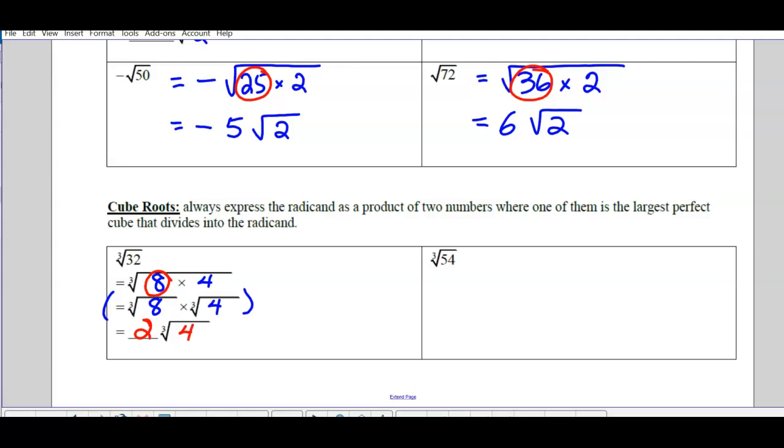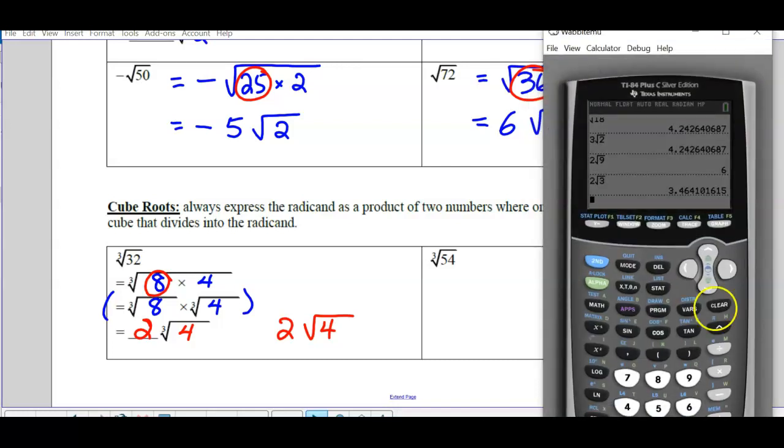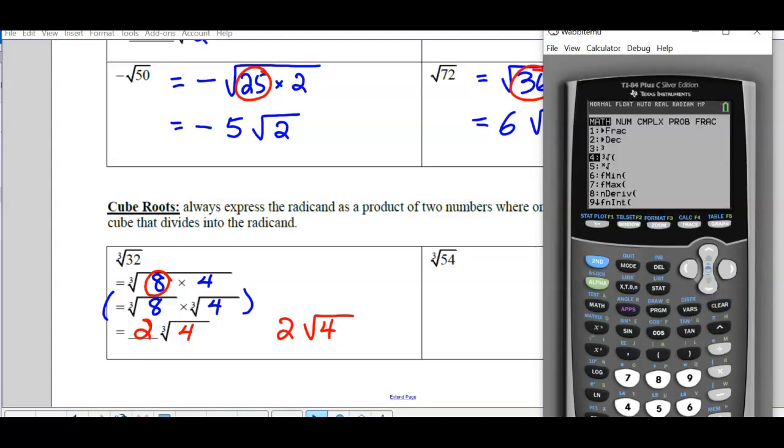So some students might write 2. They might get the numbers right, but they forget the 3. And so when you check that, cube root of 32, find the decimal 4. And then 2 cube root of 4. Same decimal 4. If I had just done 2 square root of 4, you can see that you get a different value, right? The square root of 4 is 2. So that is not the same.